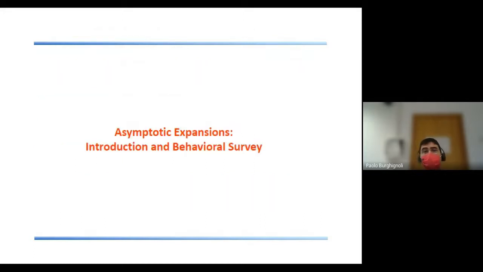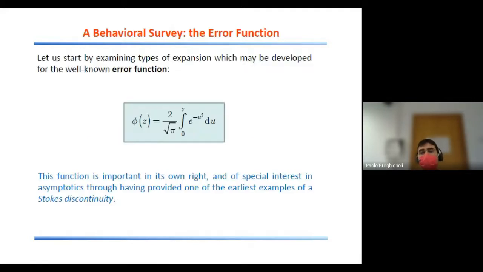Okay, to introduce the subject, let us make a short tour with a specific example. What I've called a behavioral survey, to give you a flavor of the typical behaviors of asymptotic representations or expansions. We will start with a very well-known special function, that is the error function. The error function is defined as an integral. As you can see, there is an integral in the complex plane from 0 to the argument z of the function, which is on the left-hand side. The integrand is the Gaussian exponential e to minus u squared, and the integration is performed with respect to u.